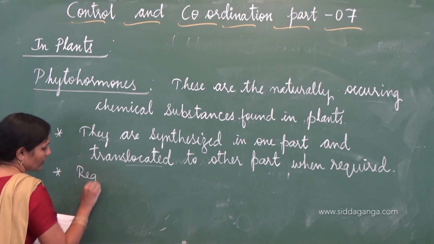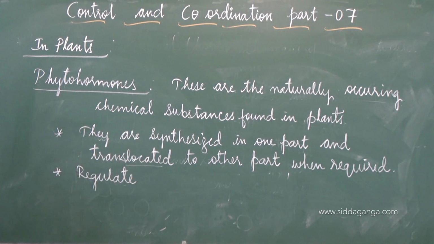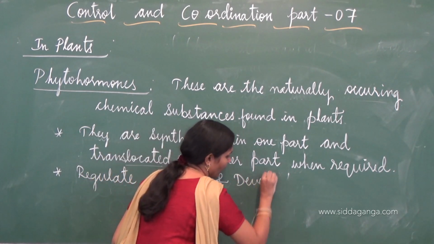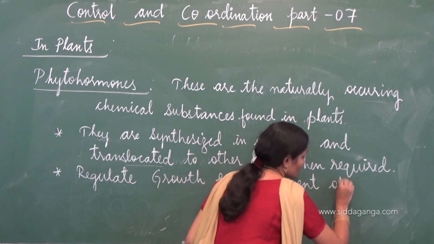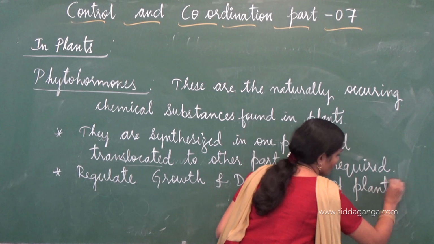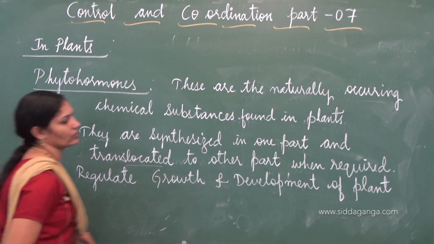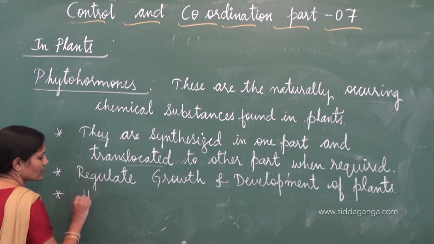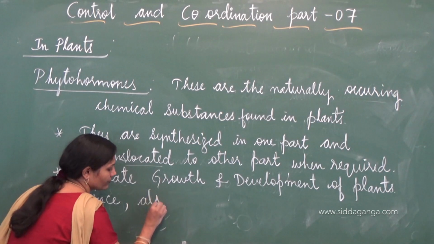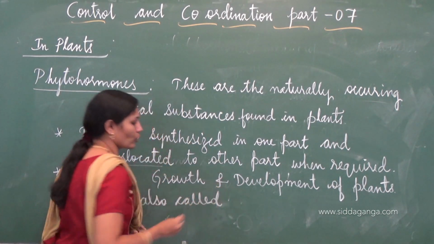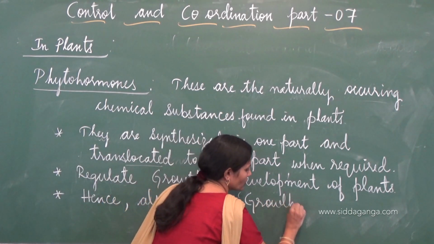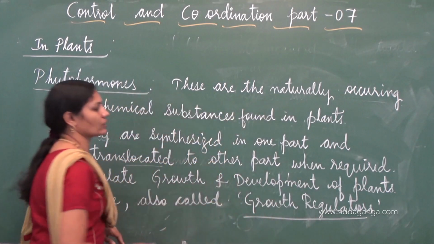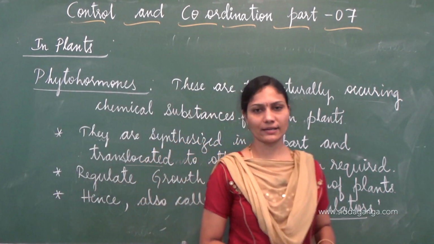So these phytohormones regulate the growth and development of the plants, and that is the reason they are also referred to as growth regulators. What are growth regulators? Phytohormones are the growth regulators. Why? Because they regulate growth and development of the plants.